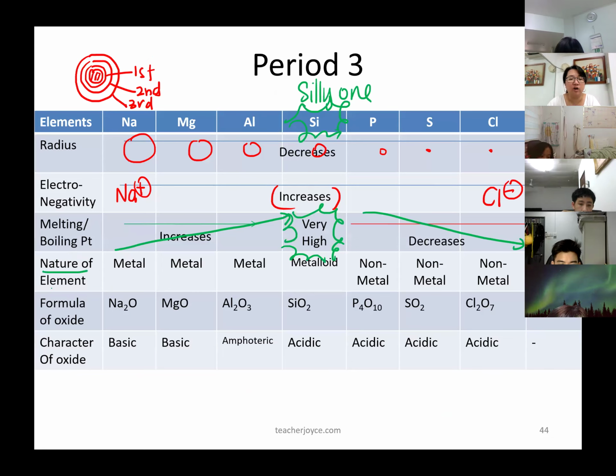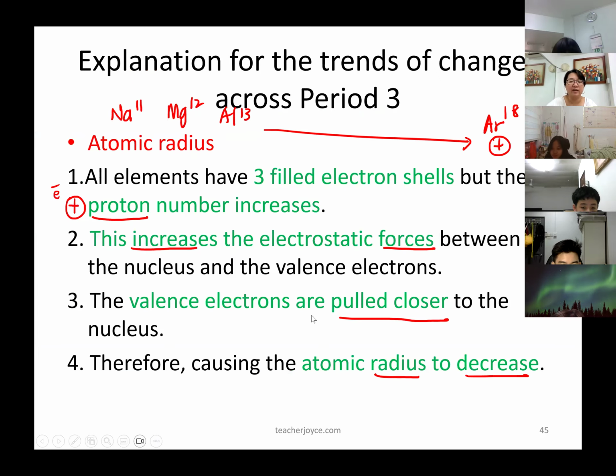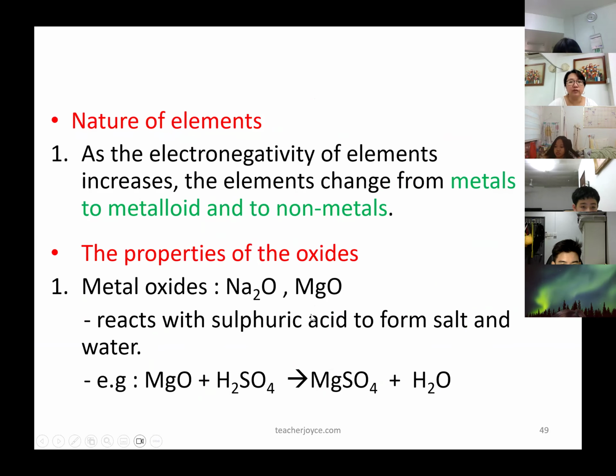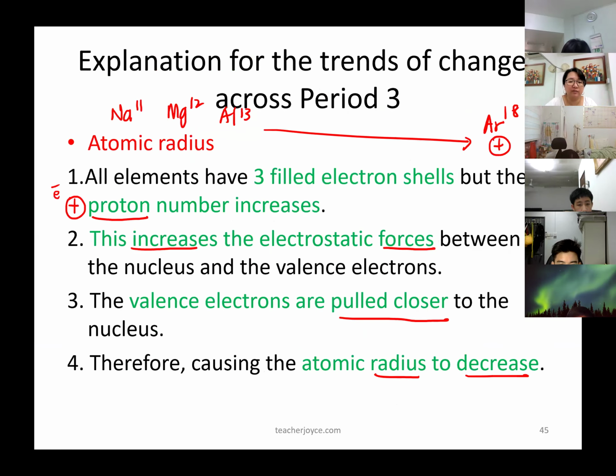Now I go to nature of element. So this very high one, you can continue to draw this cloud here, is called metalloid. So before metalloid is metal, after metalloid is non-metal. Okay, let's see why. So we change because of the electronegativity increase. They become more negative. So metal is always positive. Non-metal is always negative. So because electronegativity will increase, the element will change from metal to non-metal. Easy, right? Correct? Okay.